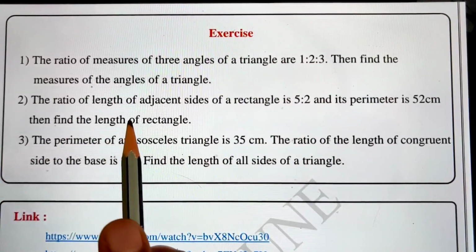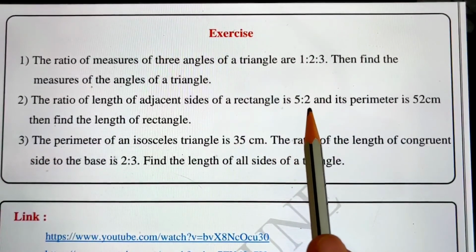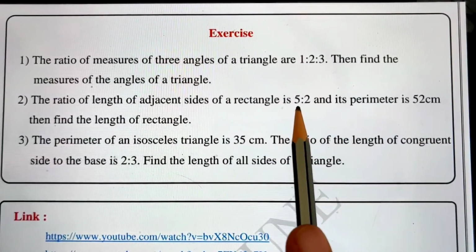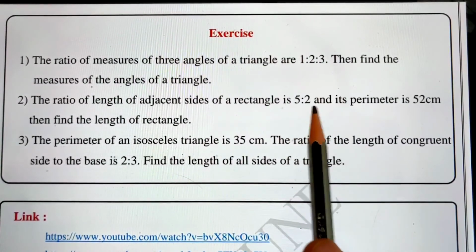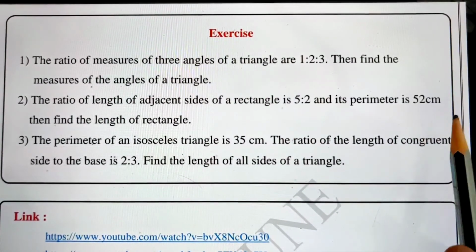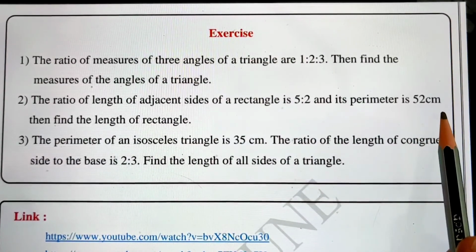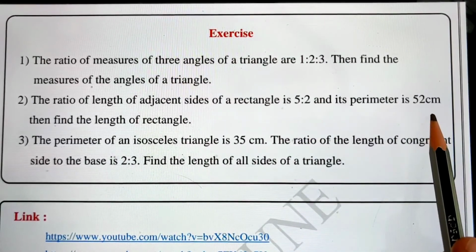The ratio of length of adjacent sides of a rectangle is 5:2 and its perimeter is 52. So the sides are 5x and 2x. Let the common multiple be x, तो ये क्या हो गया 5x, 2x, and perimeter means 2 into bracket length plus breadth, यानी 2 into bracket 5x plus 2x is equal to 52.